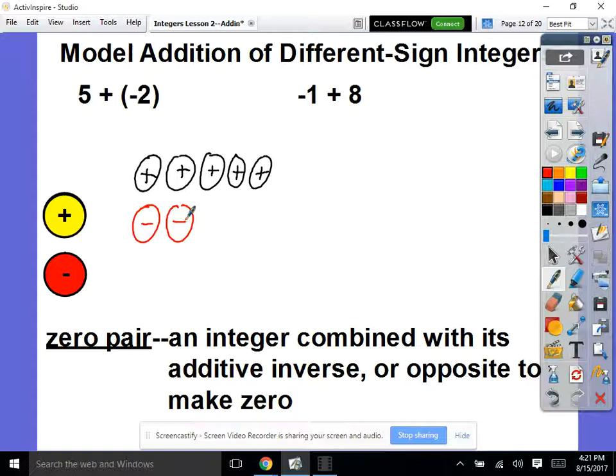Five plus -2. Well, let's stop and think about what a positive and a negative, when we put them together, will do. And this is another vocabulary term. A zero pair is an integer combined with its additive inverse or opposite to make 0. So positive and negative, that makes 0. It cancels out. Positive and negative makes 0. It cancels out. So that would equal 3.